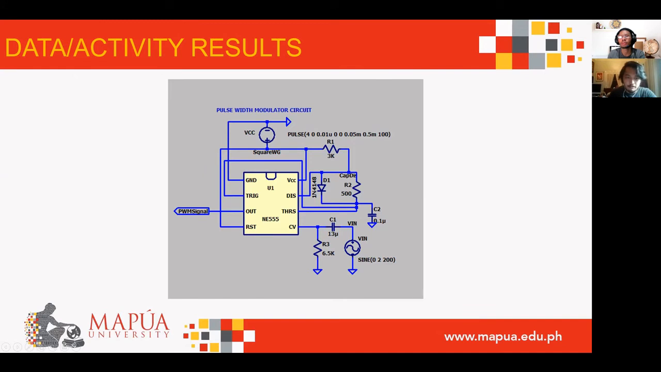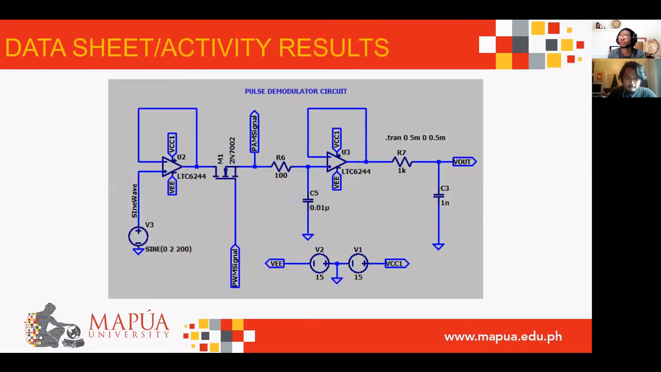So this, as you can see in the figure, is the pulse width modulator circuit, where it utilizes an NE555 timer, where the output is a PWM signal. Then the PWM signal is fed into the next part of our circuit, which is the pulse demodulator circuit, which consists of two inverters. The left side inverter is for the receiving of the PWM signal, and on the right side the inverter is for the demodulation of the PWM into PAM signal.